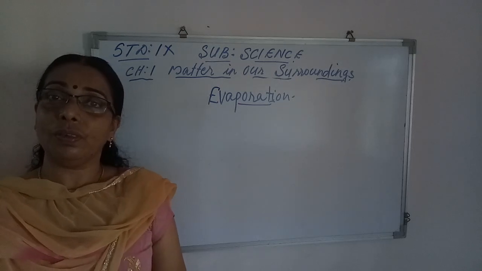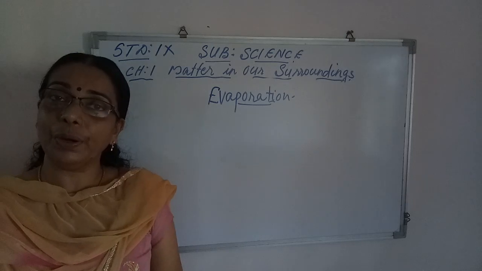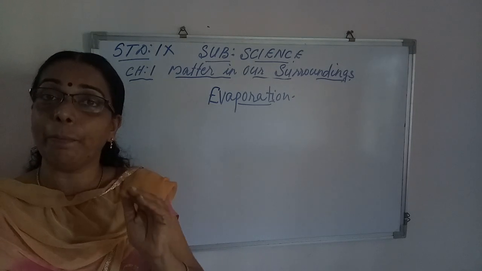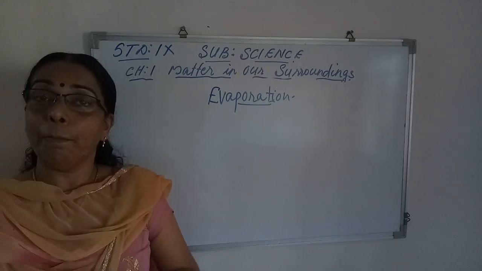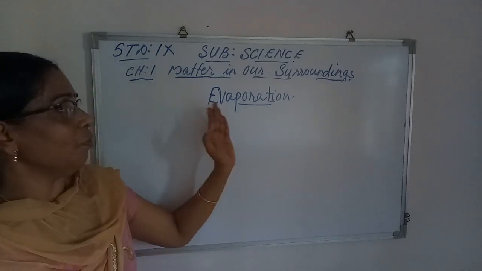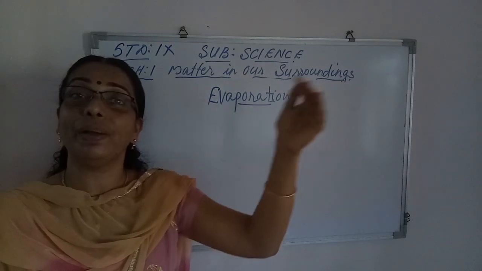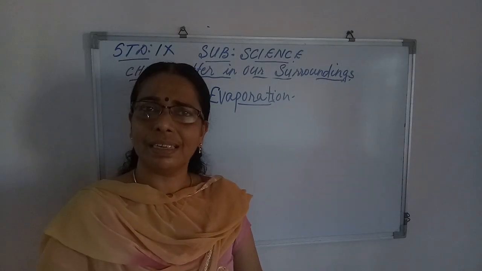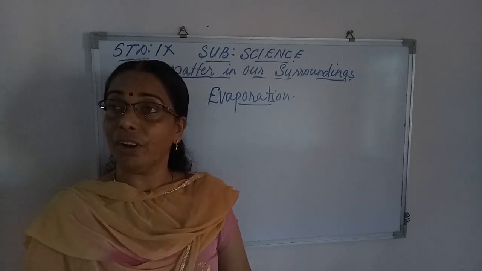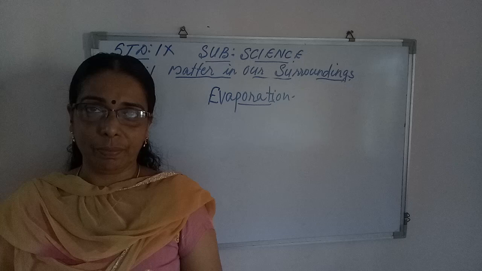Then what is evaporation? It is the process of conversion of a liquid to gaseous state at any temperature below its boiling point, and that is called evaporation. The best example I told you, wet clothes. When you keep them outside, after a few hours we get them dried. That's an example of evaporation, because water from the wet clothes gets evaporated, converted to vapor.